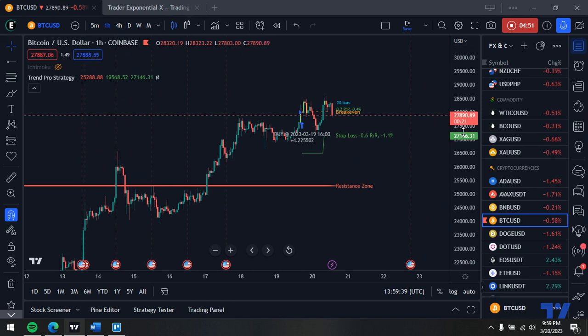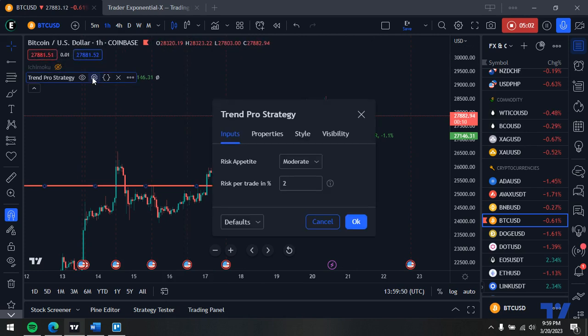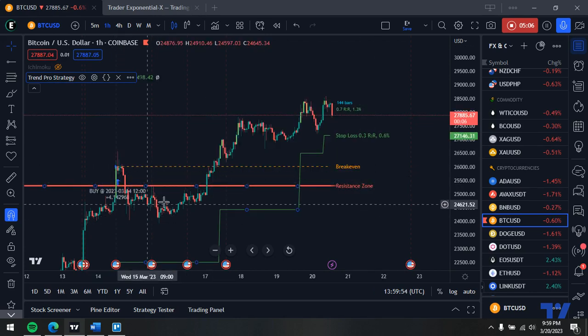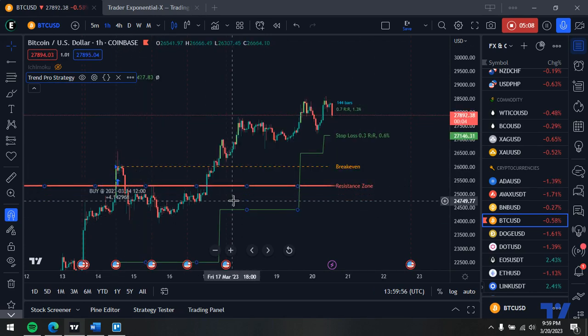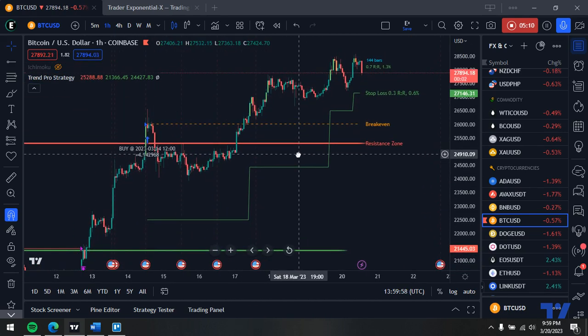Personally, I prefer the moderate setting, but there are times when you're looking for opportunities, and if price action you're looking at the higher time frames sort of makes sense, then you might want to take the higher risk appetite option, which will give you signals earlier and more frequently than the moderate setting, right?